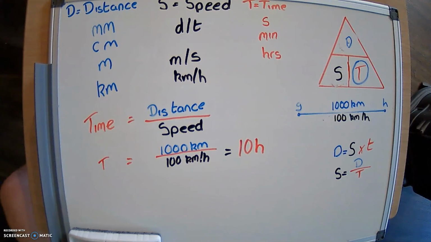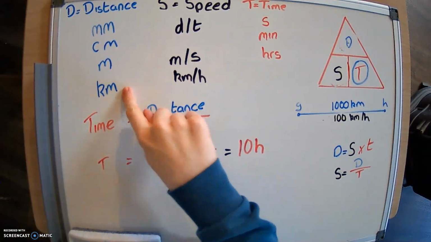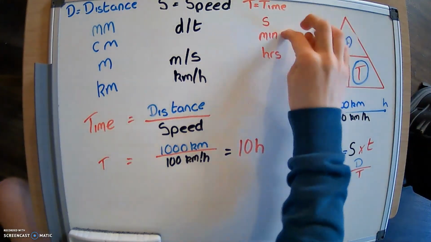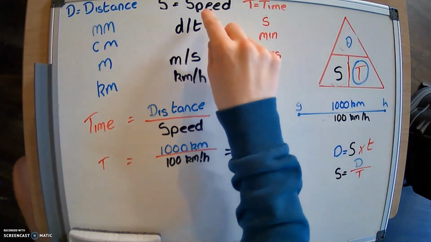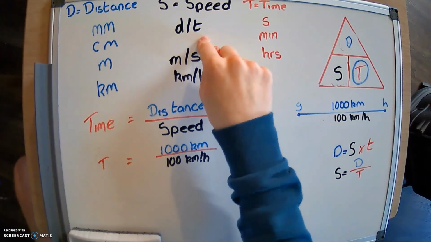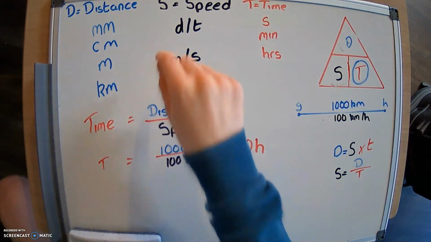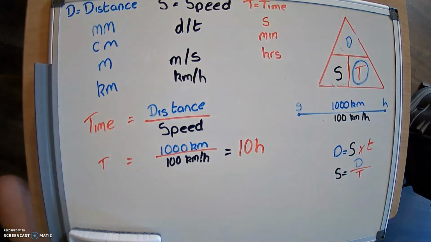So now just a quick recap. We started off and we listed out the units for distance, which we know are millimeters, centimeters, meters, and kilometers. We listed out our units for time, which we know are seconds, minutes, and hours. And finally, we talked about speed. So we know that speed is distance per unit time. And some common notations of speed are meters per second and kilometers per hour.